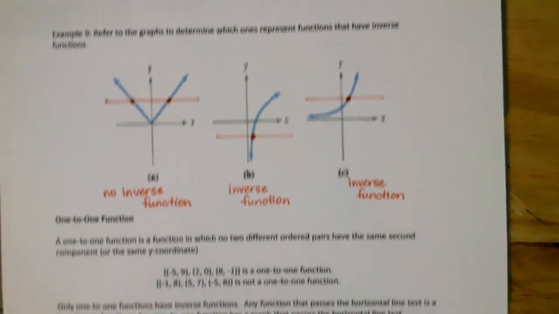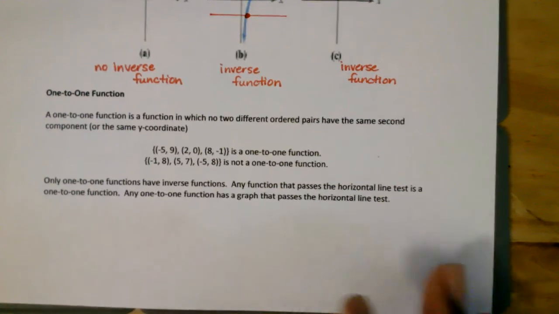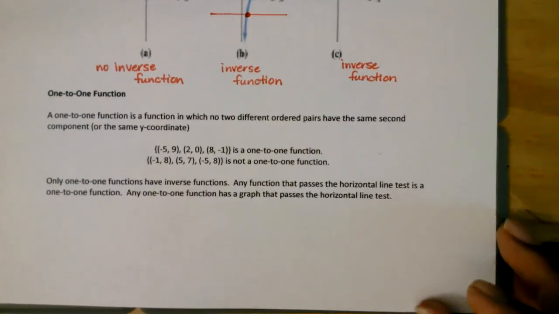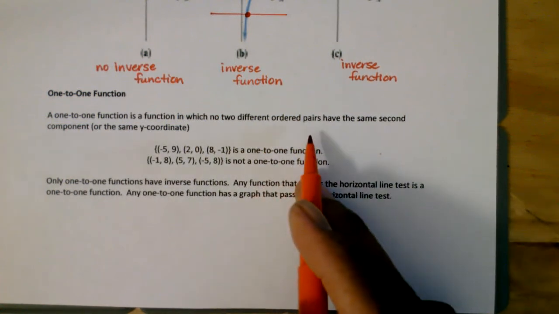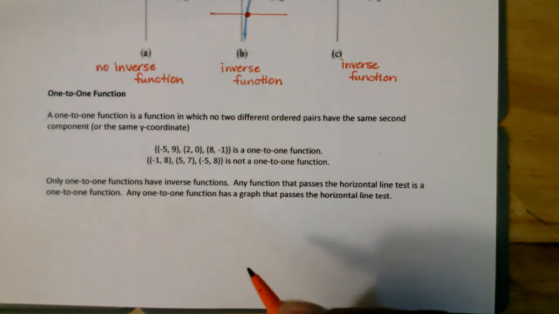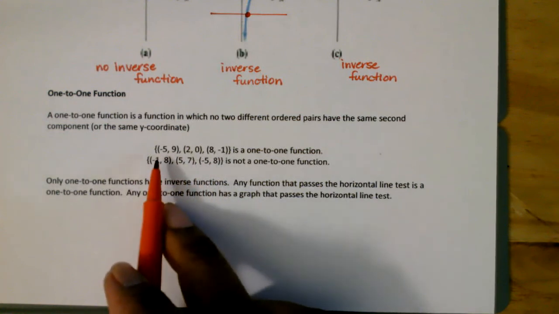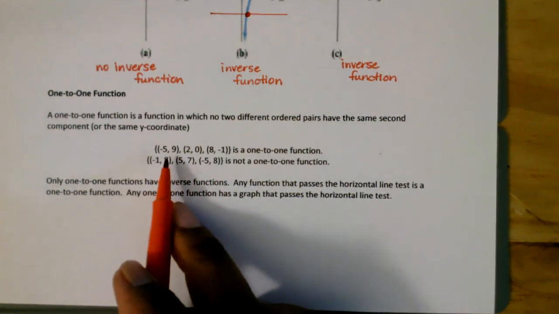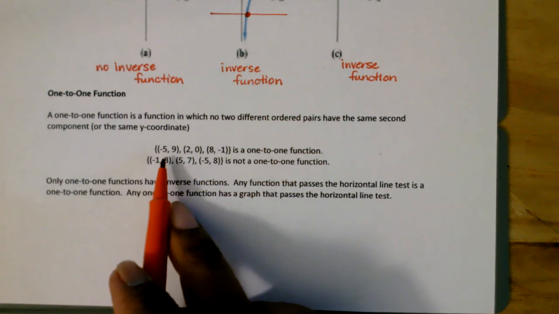And those that do have an inverse function are what we call one-to-one functions, okay? A one-to-one function is a function in which no two different ordered pairs have the same second component, or the same y coordinate, okay? So in this case, if I have the relation (-5, 9), (2, 0), and (8, -1), this is a one-to-one function because if you look at your y coordinates here, they do not repeat.